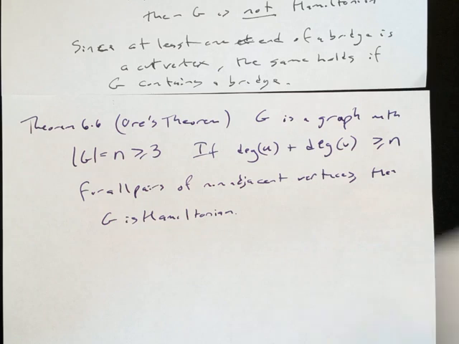Meanwhile, what is the problem with Ore's theorem? I've got to check every pair of non-adjacent vertices. That's big O of n squared. For small graphs, I can do that by hand. Here's a graph with 200 vertices. I'm doomed. That is not going to be an efficient algorithm, is it?